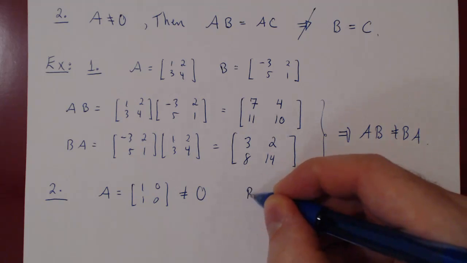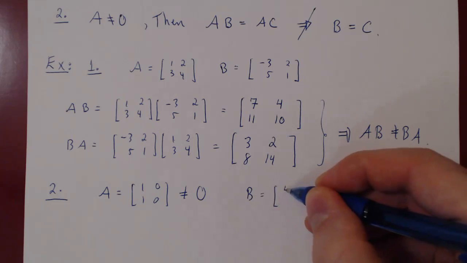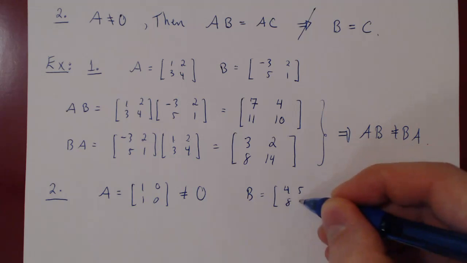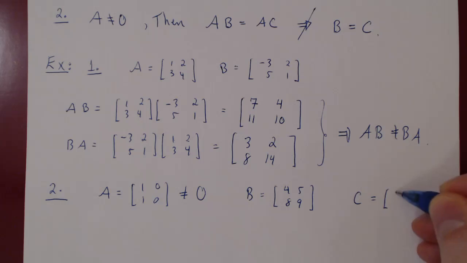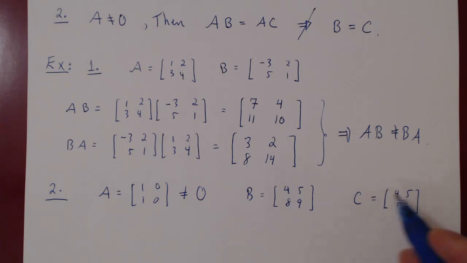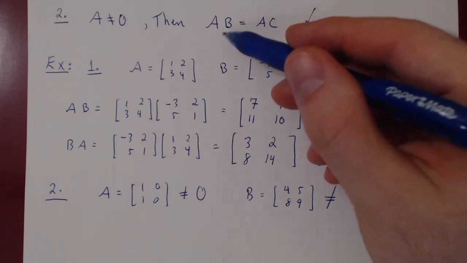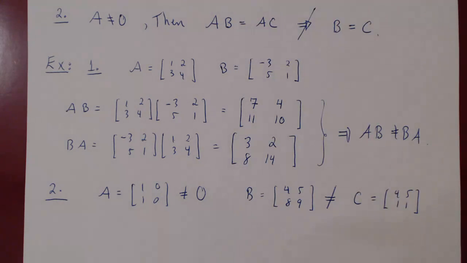Let's take matrix B now to be 4, 5, 8, 9. And matrix C to be 4, 5, 1, 1. Clearly, B and C are not equal. They have the same first row, but not the same second row. So B and C are not equal, but let us prove that AB and AC are actually equal.